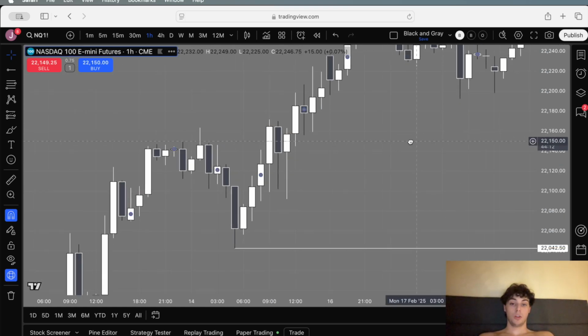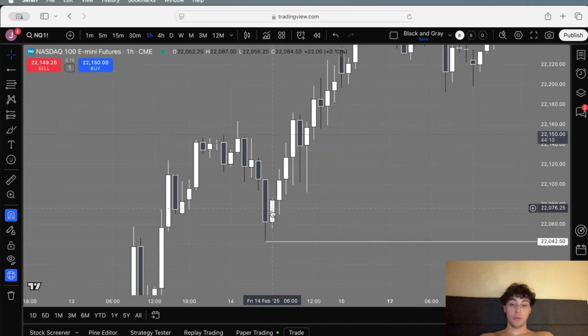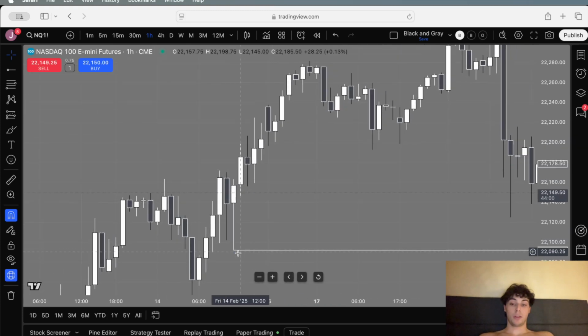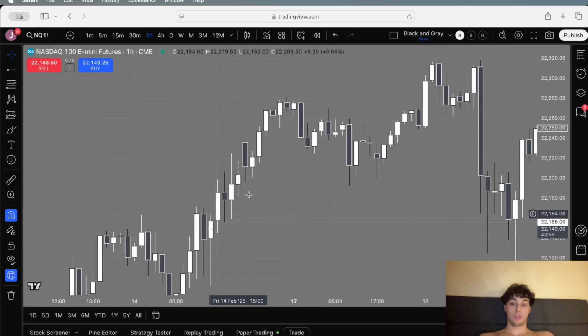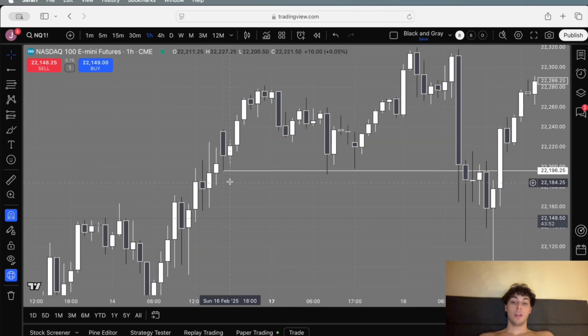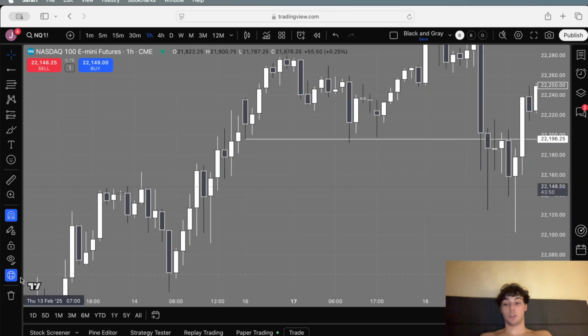Cool. What do we continue in getting? We get another down candle, up candle, low. We don't get another down candle, up candle right here, but it's still going to be a low. What do we get right here? Down candle, up candle, low. Down candle, up candle, low. We're just moving the lows for the break of structures.